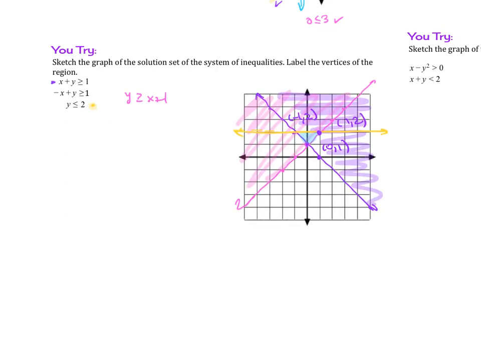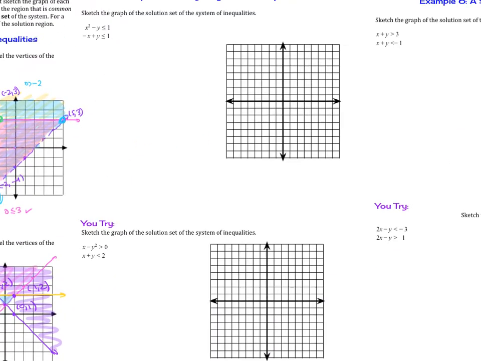So the solution region here is in the blue right in here. And then it's easy to read the vertices, so I just went ahead and labeled them. Of course, you could solve the system, and I think we know how to do that. So let's try another example.